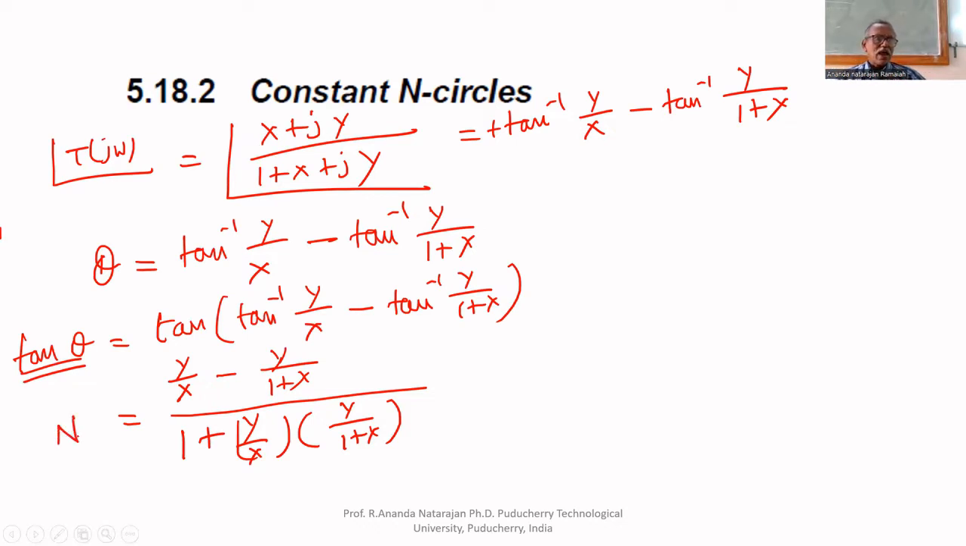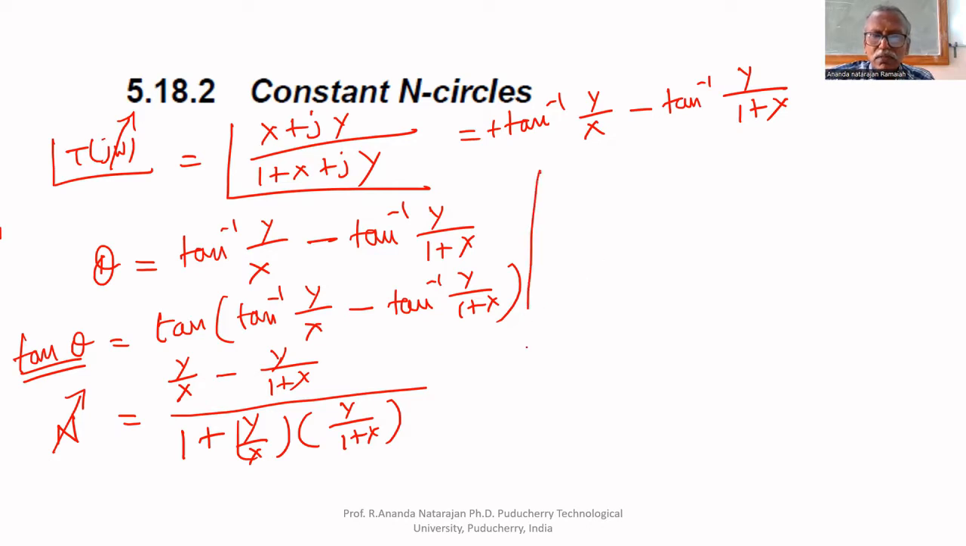If we vary k, or if we vary this omega, the angle also will vary. N also will vary. For different values of n, you will get different circles, that is called the n circles. We are going to prove that this equation forms a circle.